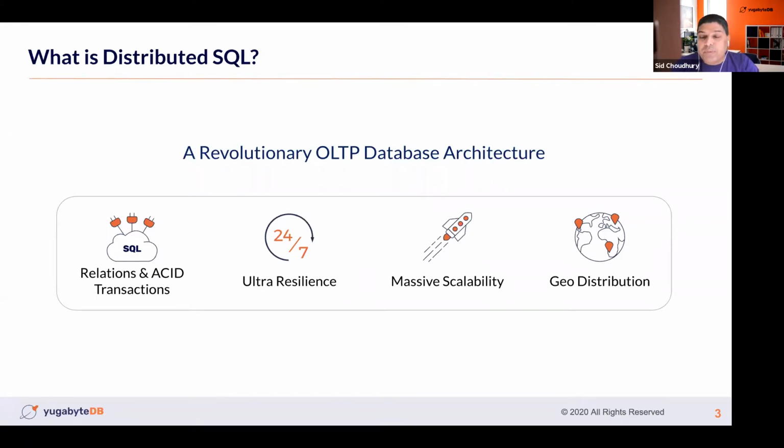Last but not the least, which is the focus of today's topic, is geo-distribution: the ability to take a single cluster and essentially spread its nodes across multiple regions or multiple data centers that are geographically far apart from each other, and as a result get the ability to do two things.